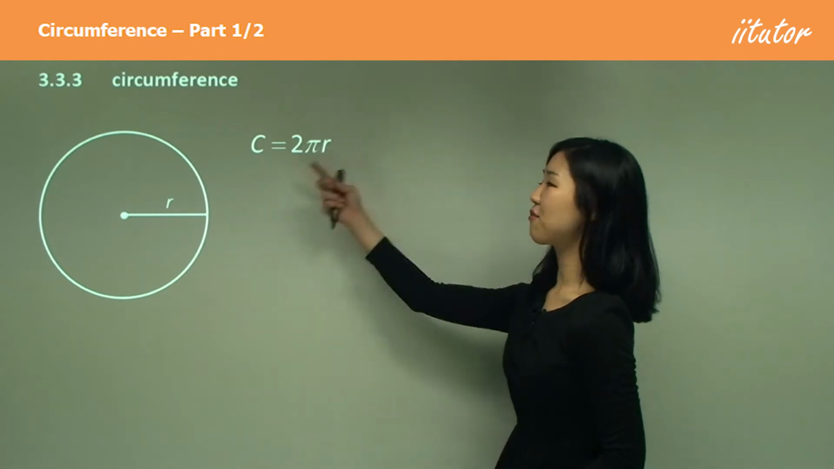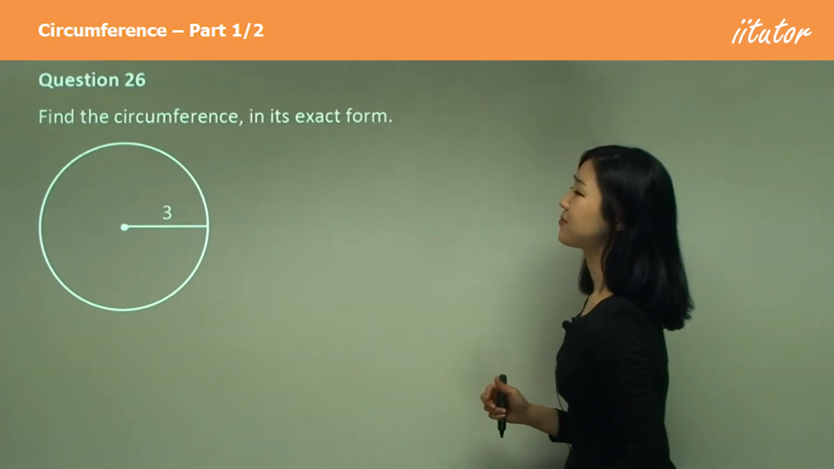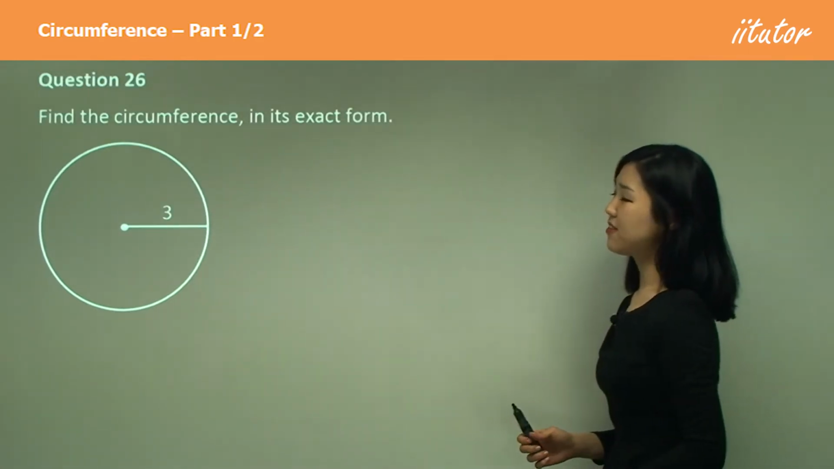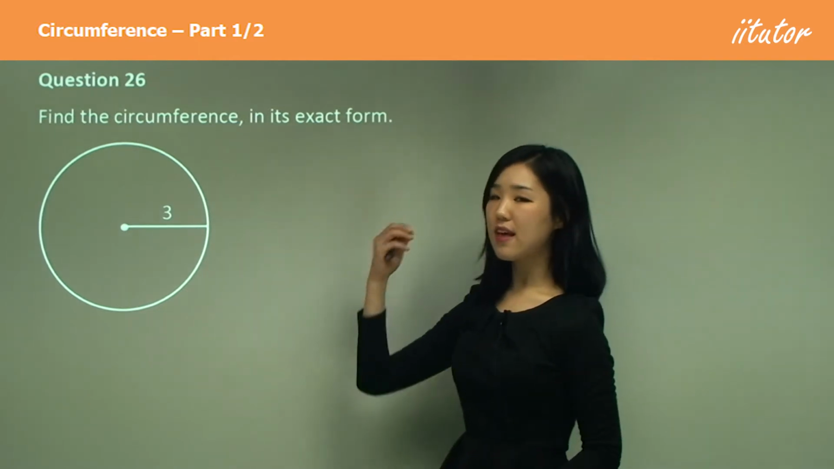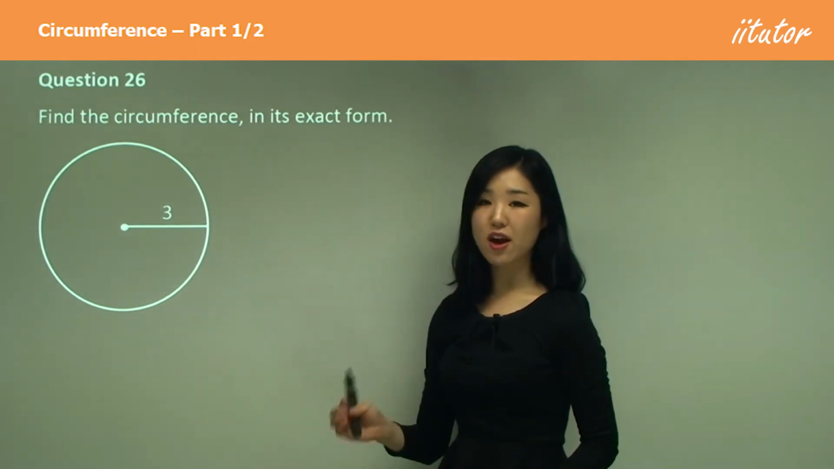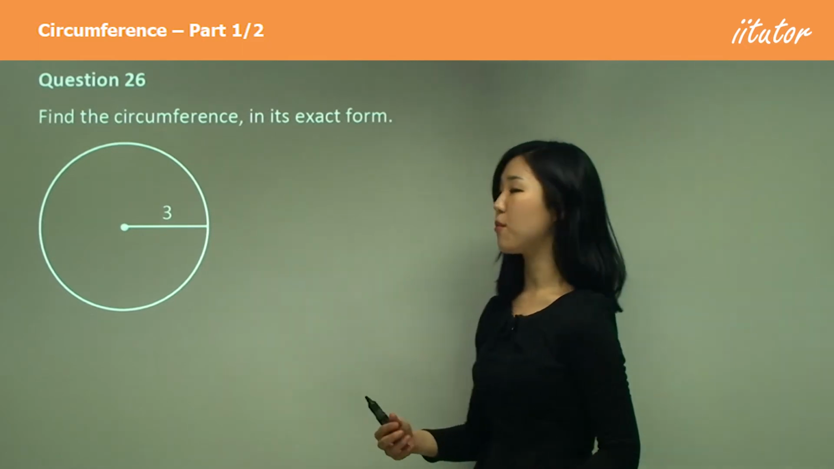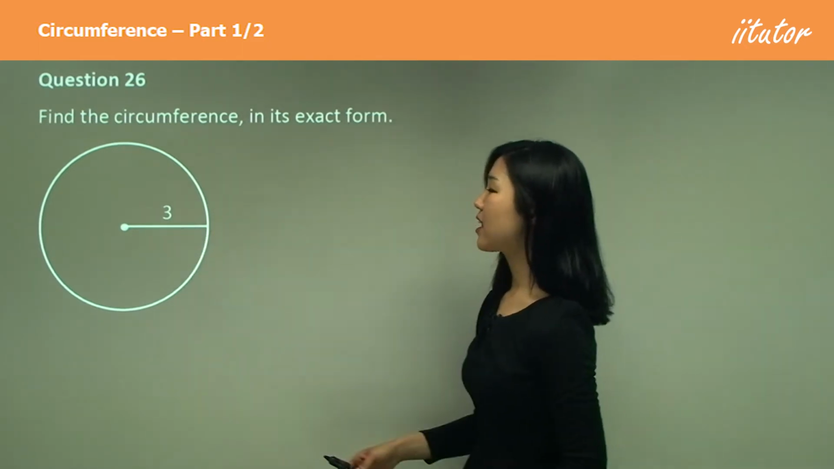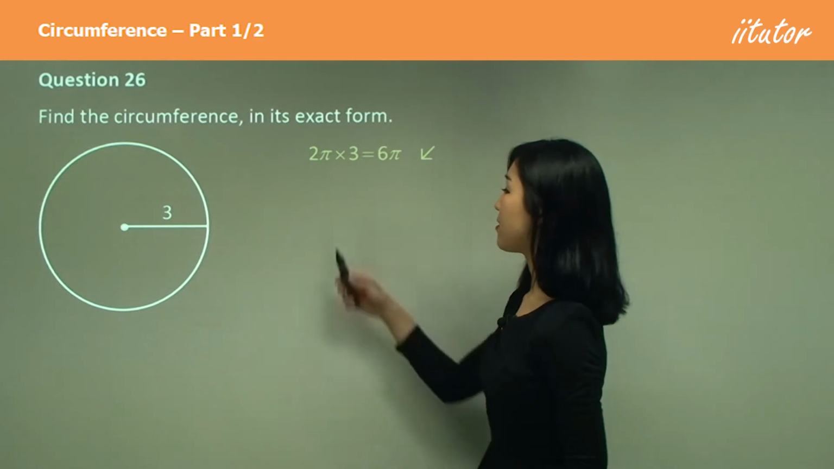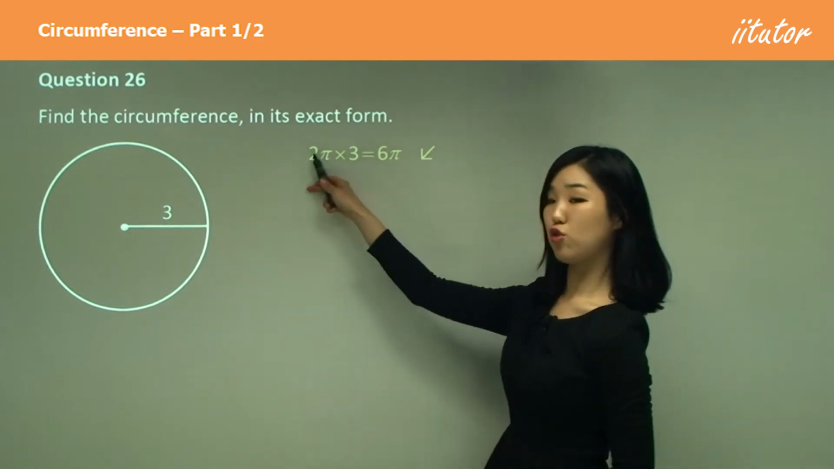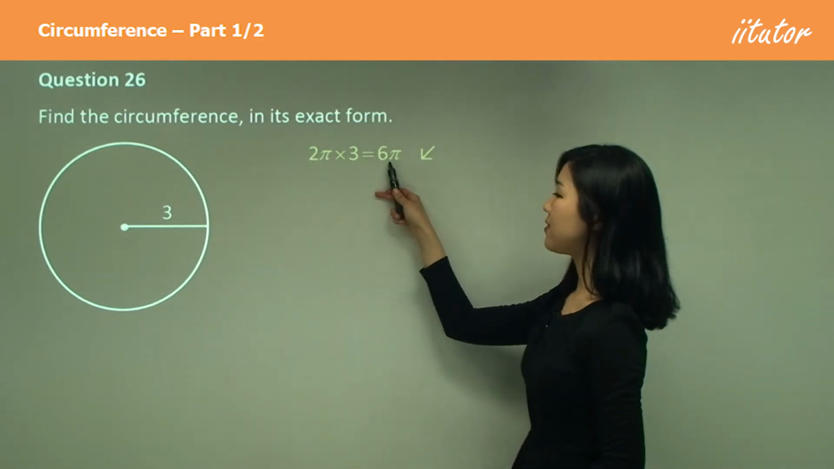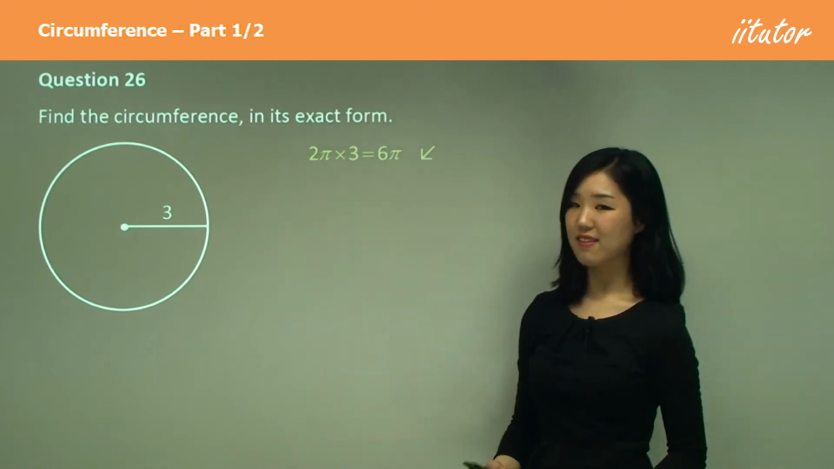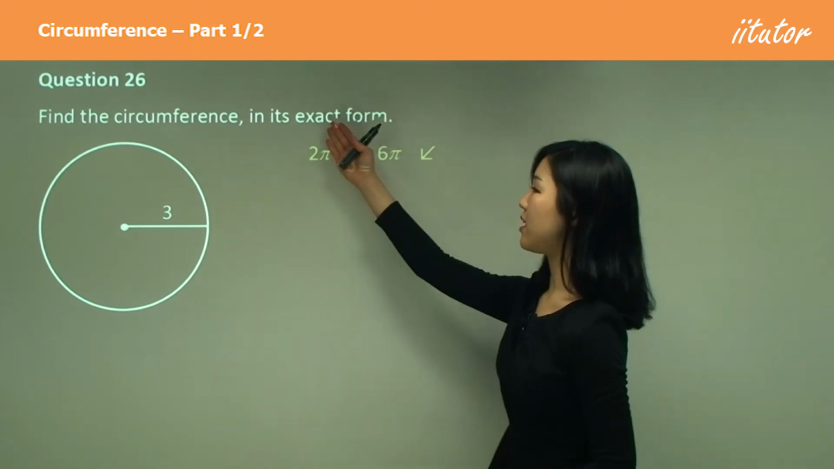So C, the circumference, is 2 pi r. So find the circumference in exact form. So when they say exact form, don't calculate it in your calculator. Leave it in the exact form. The radius is 3, circumference is 2 pi r, so I'm going to say 2 pi times radius, so 2 pi times 3. 2 times 3 is 6, so 6 pi is the answer. Don't calculate it because they want it in exact form.